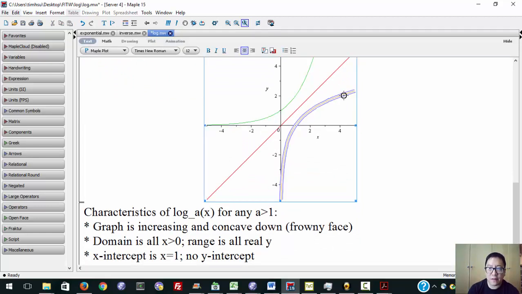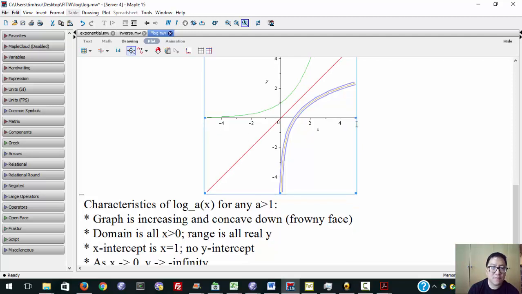So if you remember the general facts about inverse functions, that means that if you look at the graph of the log of x to the base a for any a greater than 1, then the graph of this function is increasing and concave down. You get that by flipping it over the red line. The domain of this inverse function is all x greater than 0 because the range of the forward function was all y greater than 0, and the range of the inverse function is all real values of y because the domain of the forward function was all real values of x.